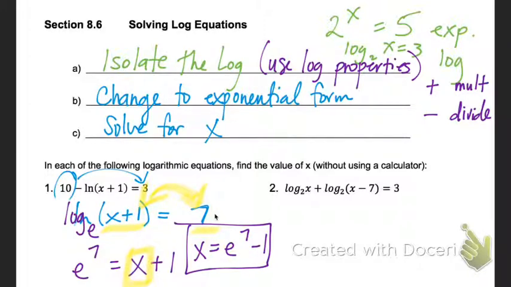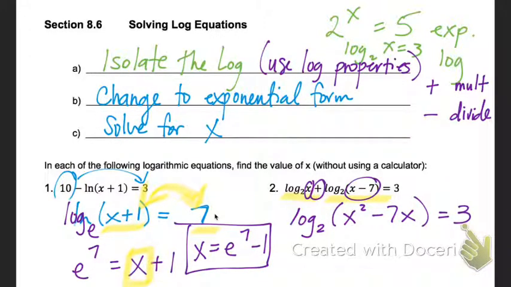Okay, number 2, I now have 2 logs, and I want to combine them. What sign is in between them? A plus. So what does that mean I do with the x and the x minus 7? I multiply them. So I write it as log base 2. When I multiply them, what do I get? x squared minus 7x equals 3. I've isolated the log, so the log is on one side, the number is on the other, and I want to change it to exponential form.